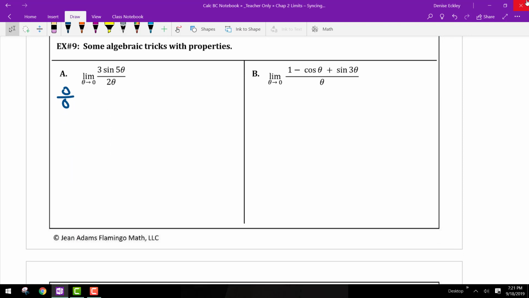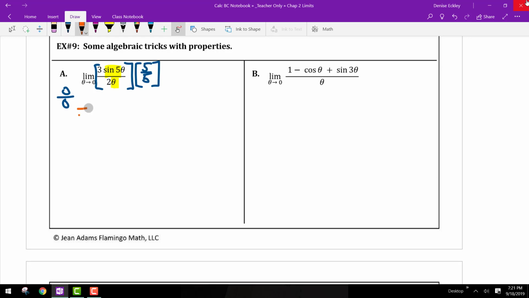So for example, we have 3 sine 5 theta over 2 theta. It looks like the special limit because we have a sine function over theta here, but they don't match: sine of 5 theta over theta. So what we can do is multiply the numerator and denominator by 5 over 5, and at the same time take out the 3 over 2.